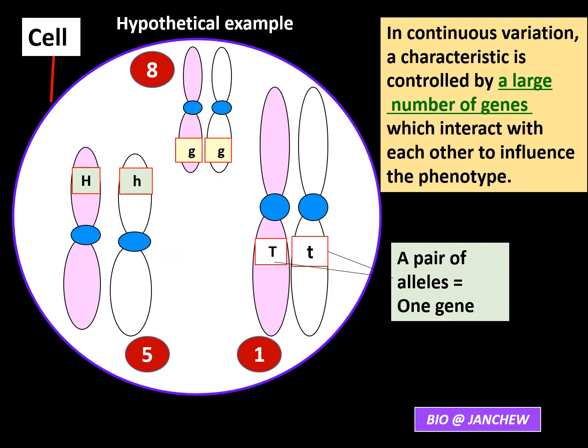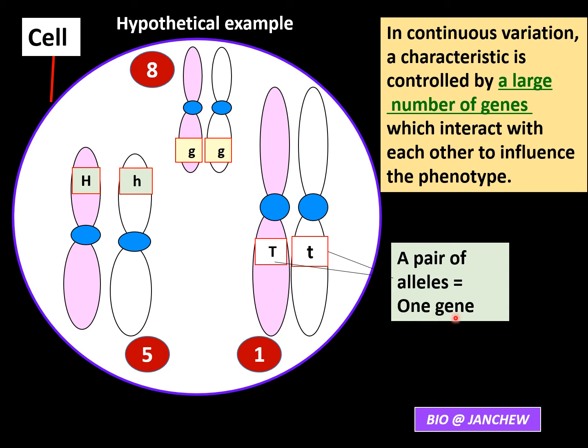Now, to explain further the last point just now, we said that in continuous variation, a characteristic is controlled by a large number of genes or many genes which interact with each other to influence the phenotype. Okay, so let's find out what we mean by a gene. In Mendel's experiment on monohybrid inheritance, in chapter 5, entitled Inheritance, we have already found out that height in the pea plant, not humans, is controlled or determined by a gene.